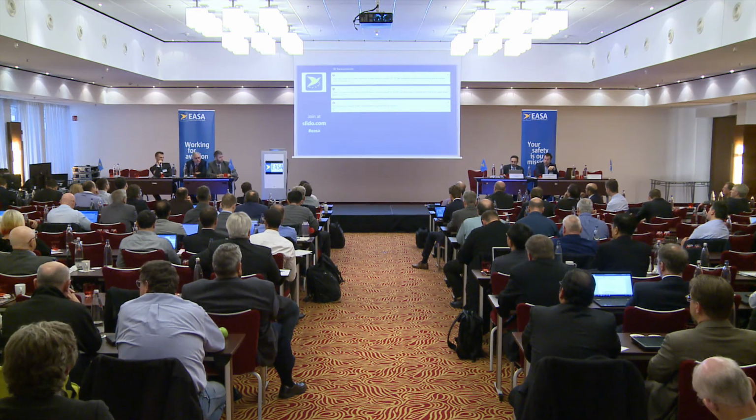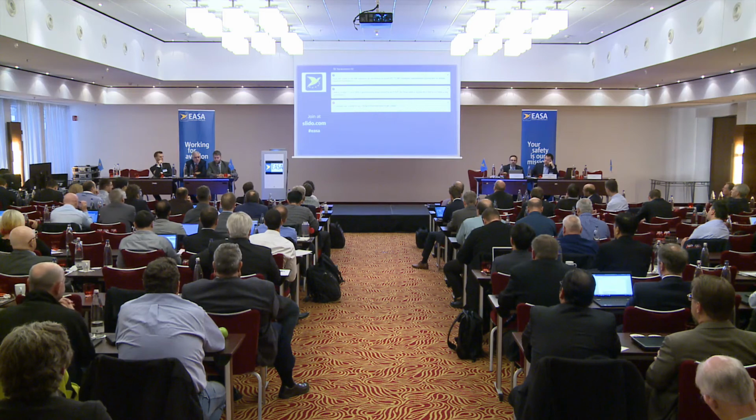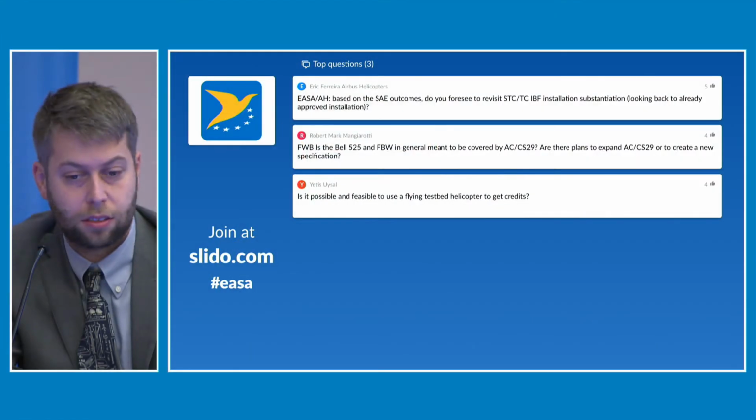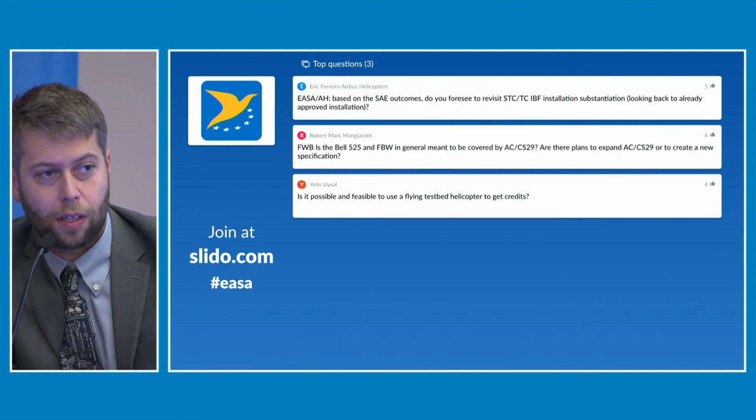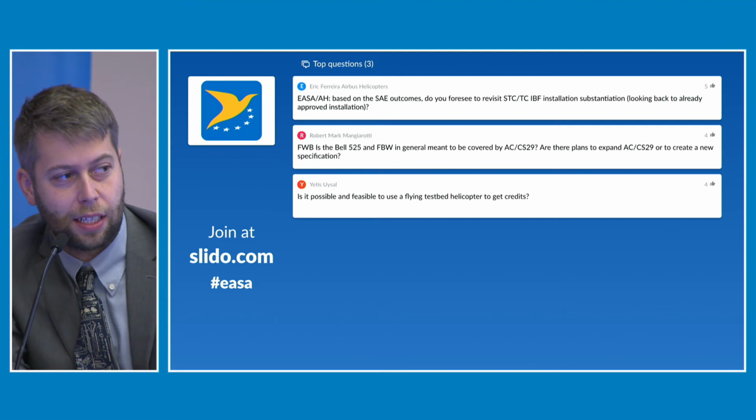Next question is back on the inlet filter. It looks like it's a question for EASA. So based on the SAE outcome, do you foresee to revisit already installed IBF installations? So I don't know if anybody from EASA wants to answer. I can only speak under the SAE umbrella here. Do we have an EASA expert on this? That's a good question. We don't know. We don't know.